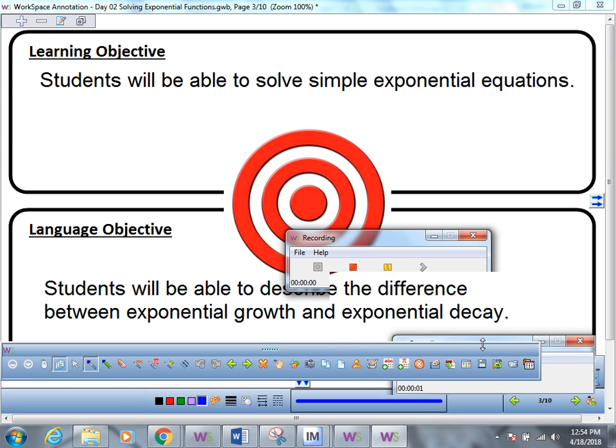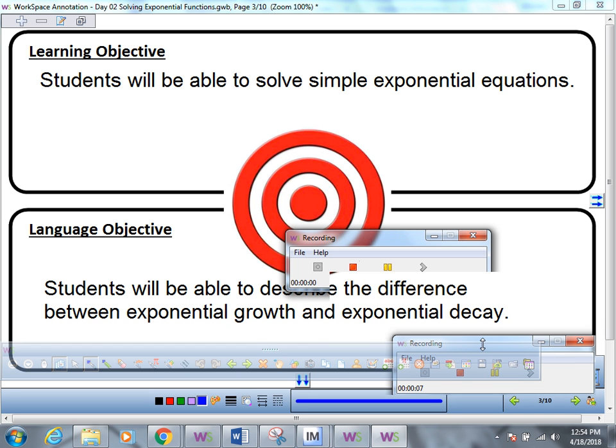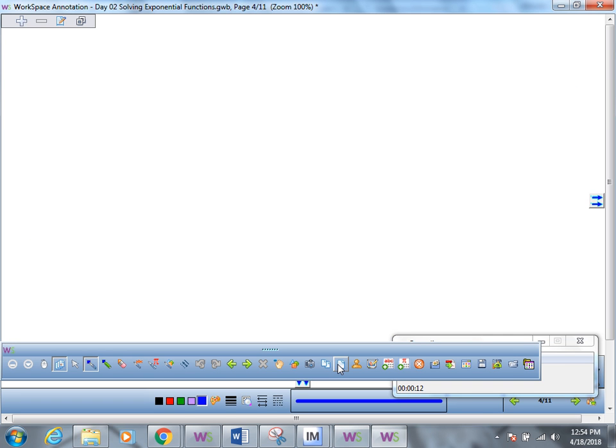So today we're going to solve simple exponential equations using common bases. So the first thing I want to talk about, which is up on the board, is our bases. So we have 2 to the 1.